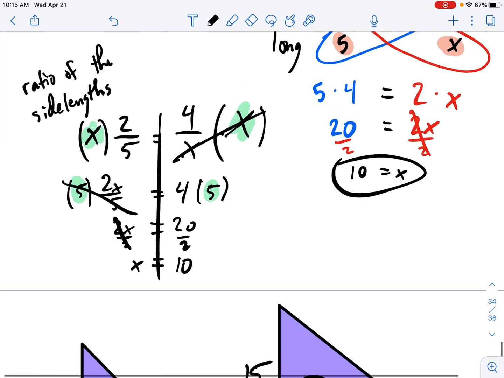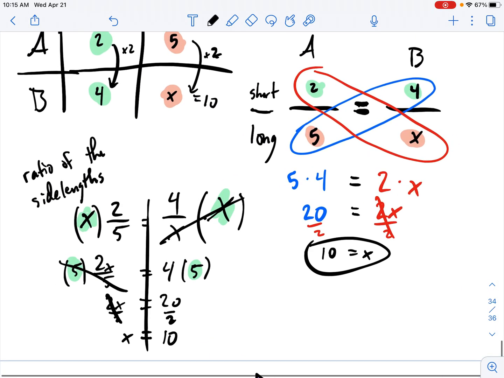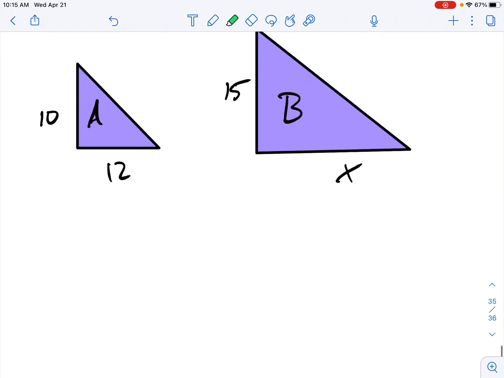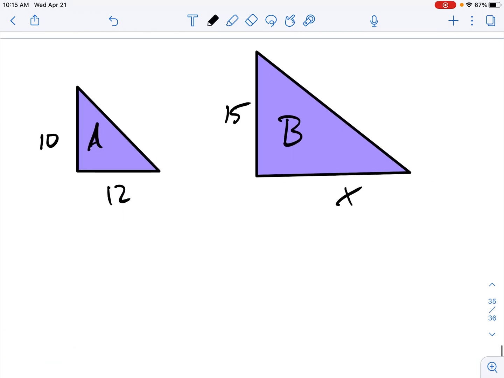Okay, so that's the algebraic reason why this happens. And the way I teach it normally is through the algebraic reason, not through memorizing cross products. But if the algebra doesn't make sense, just focus on this cross product thing right here. Okay, so let's try another one before I end the video.